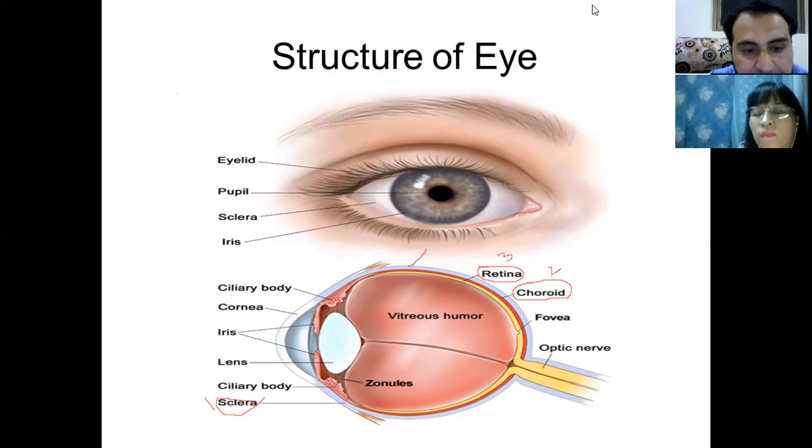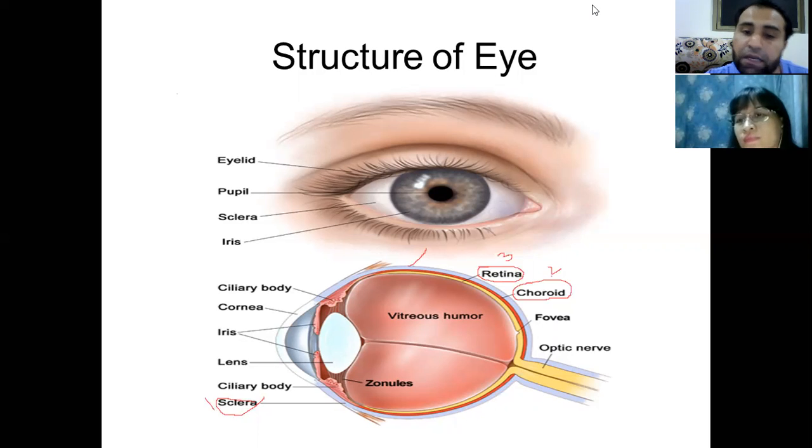The function of the sclera is protection of the eye. The choroid is a vascularized layer. It contains blood vessels, and this provides nourishment to the inner layer, the retina. Now, the retina contains specialized photoreceptor cells like rod and cone cells. These cells detect light.